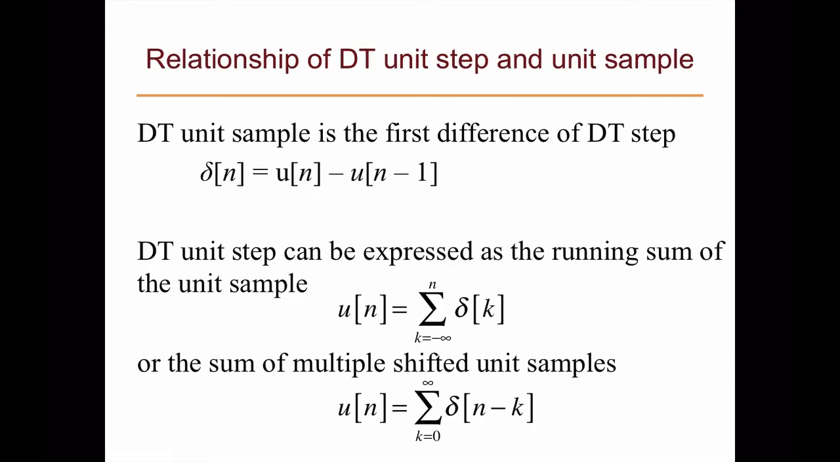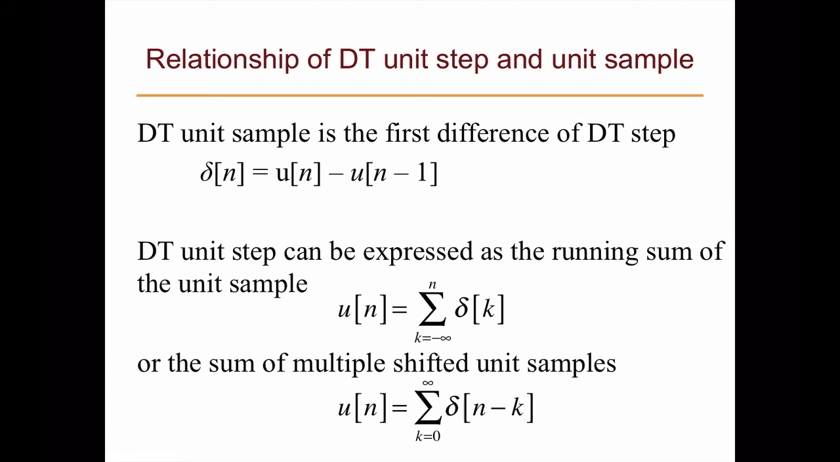There are certain relationships between the unit step and the unit impulse. I will talk about it in the discrete time domain first, and then the continuous time domain later on. So for the discrete time domain, you can calculate the unit impulse delta[n] by subtracting from the unit step a shifted version of the unit step, shifted to the right. Then you get delta[n].